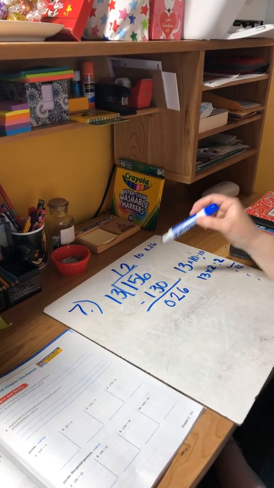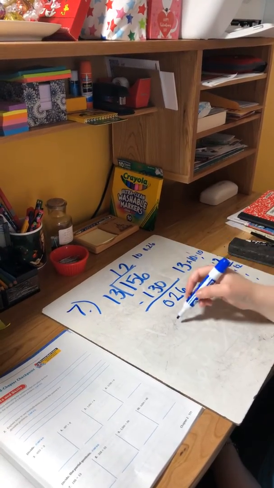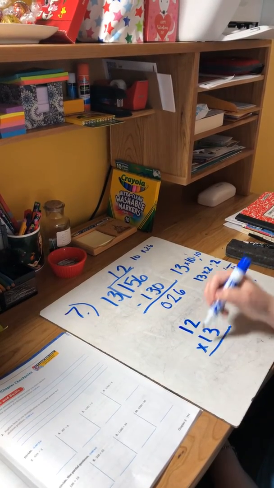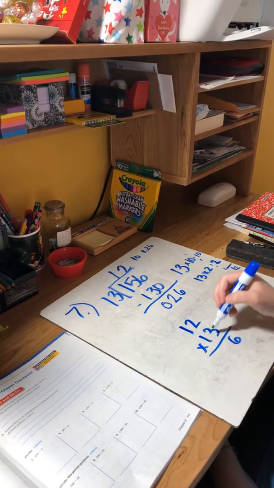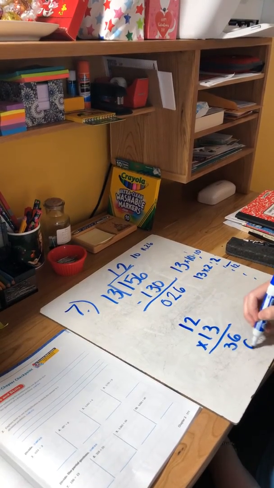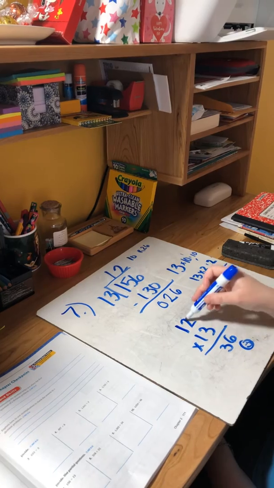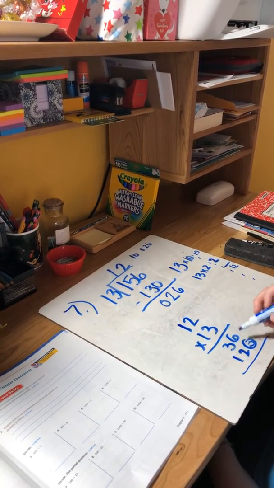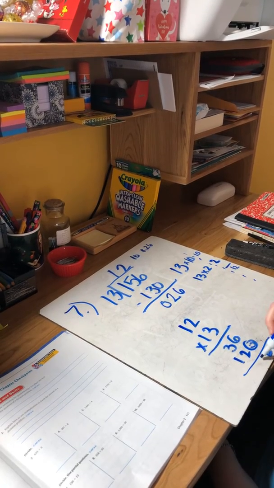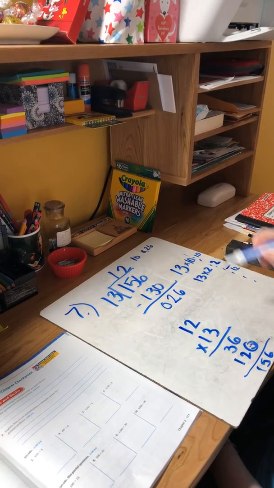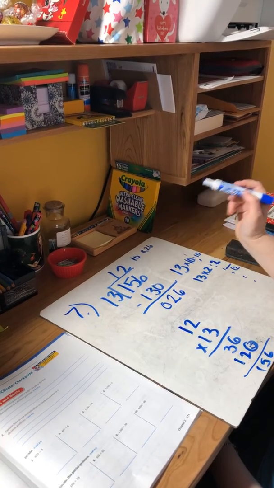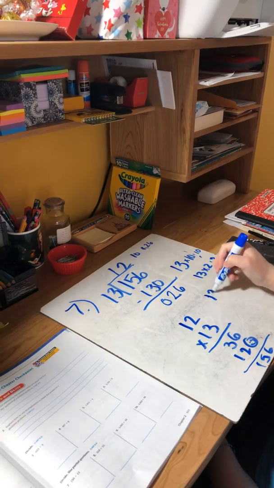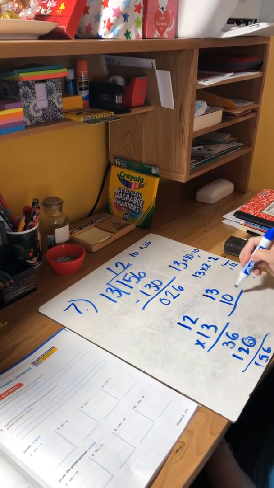I'm going to now multiply this to check it. So I take the 12, take the 13, and I multiply them together. 3 times 2 is 6. 1 times 3 is 3. Bring the 0 for a place value. 1 times 2 is 2. 1 times 1 is 1. Add them together. 6 plus 0, 3 plus 2 is 5, 1. 156. Does that equal that? Yes.